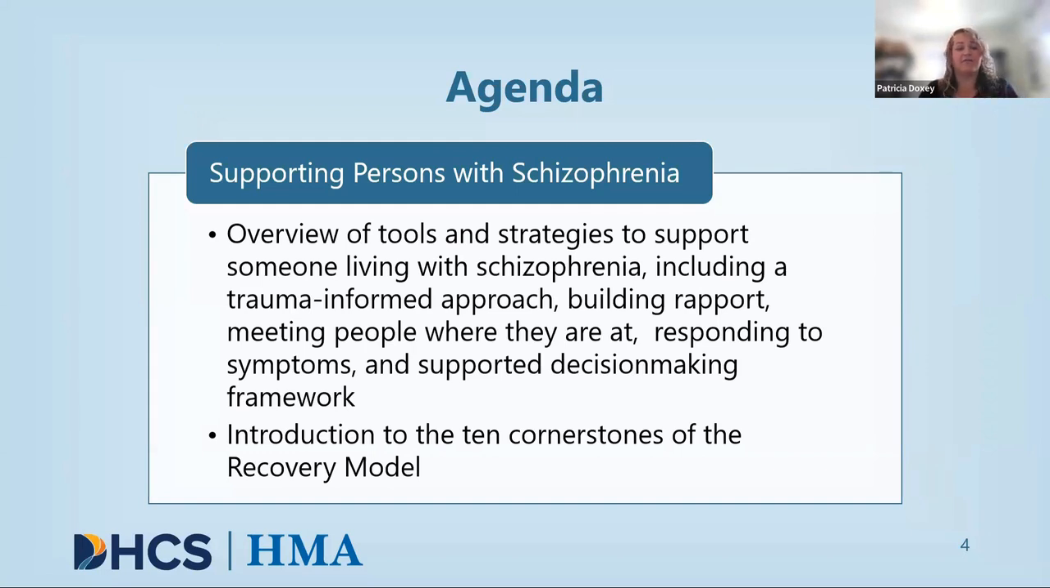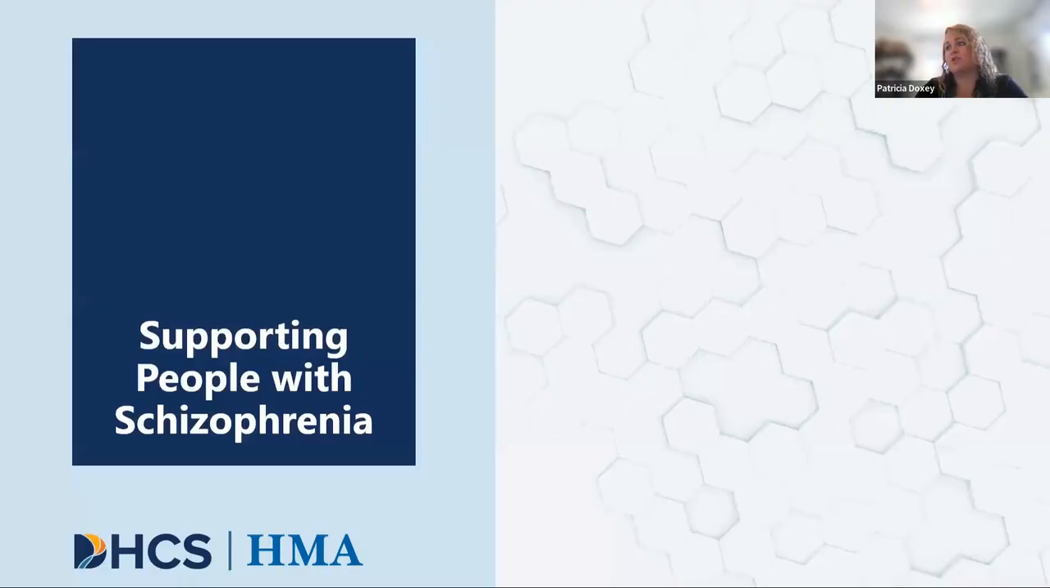We're going to overview a lot of different tools, and those include taking a trauma-informed approach, building rapport, meeting people where they're at, how to respond to symptoms, and then just briefly overviewing supported decision-making framework. And we have additional trainings on that. And then also we'll take a look at the 10 cornerstones of a recovery model and how that might apply to individuals with serious mental illness and schizophrenia. So with that introduction, I'm going to turn the time over to my colleagues to begin discussing these principles. So do you want to jump in and introduce yourselves?